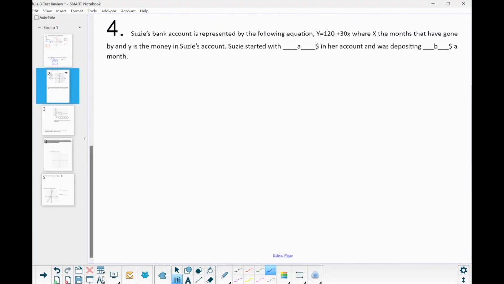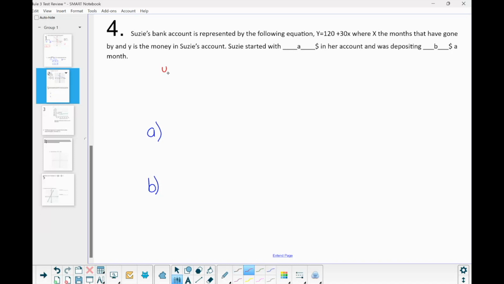All right, looks like 4 has 2 parts. We're going to be solving for a and b. So it says Susie's bank account is represented by the following equation: y equals 120 plus 30x, where x is the months that have gone by and y is the money in Susie's account. Susie started with blank dollars in her account and was depositing blank a month.